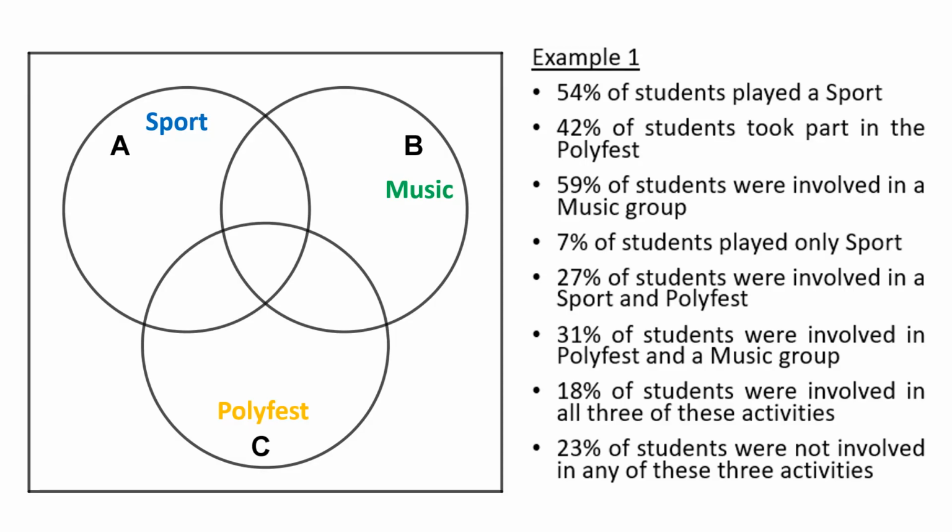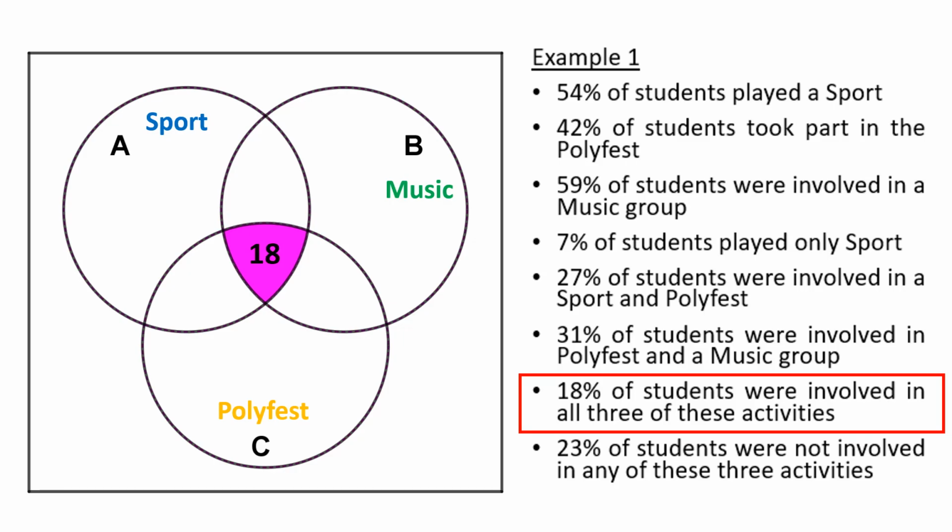So as I scan down, I can start off and see that 18% of students were involved in all three activities. So all three activities is this region here. So 18%, we can pop 18 in the middle. And I like to cross these bits of information off as I go because I know I don't need to come back to it.